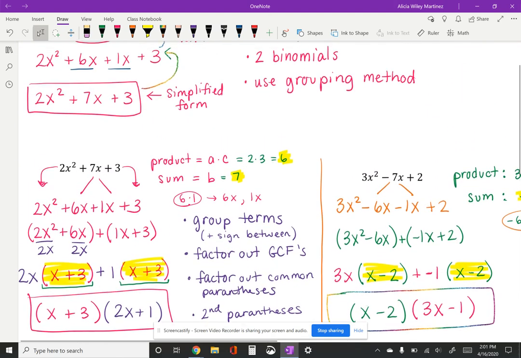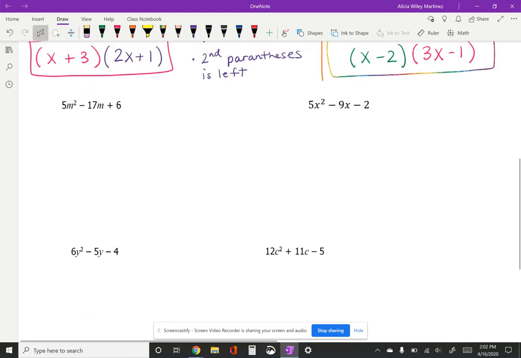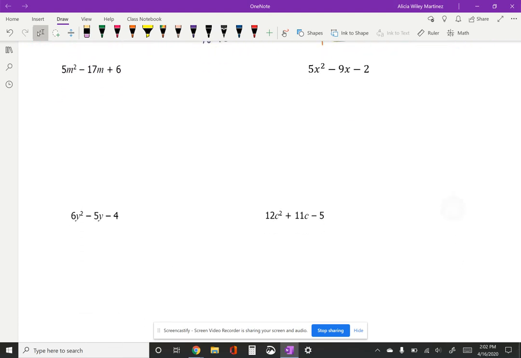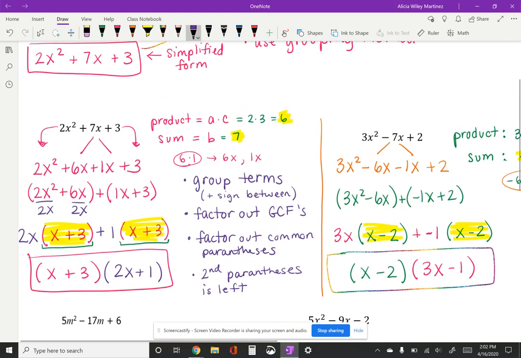So I hope that this helped. We'll do some more examples in another video, but these are examples I'm going to do. So if you wanted some more to practice and check with my video later, you can pause the video and write these down. Okay, so I hope that this helps.